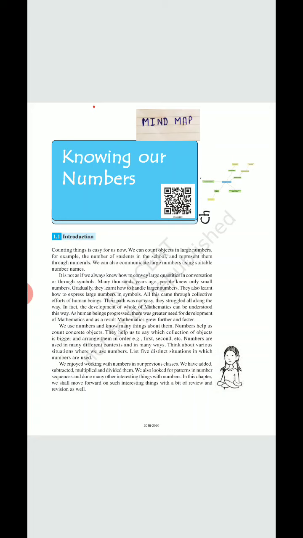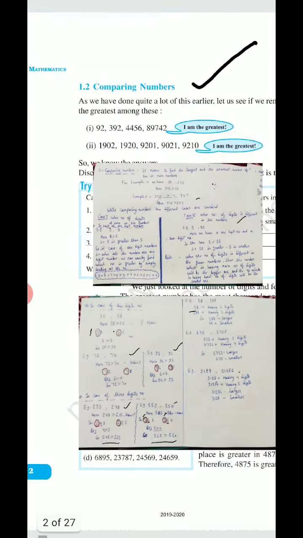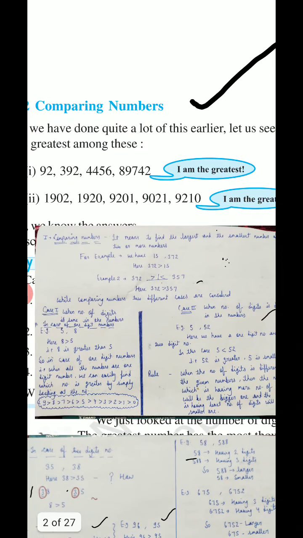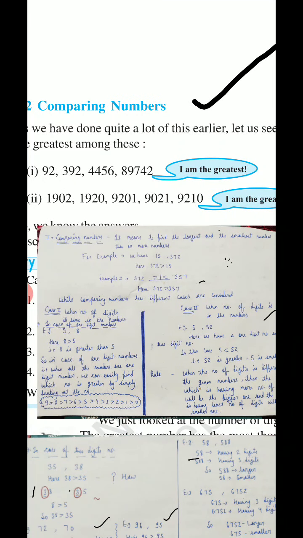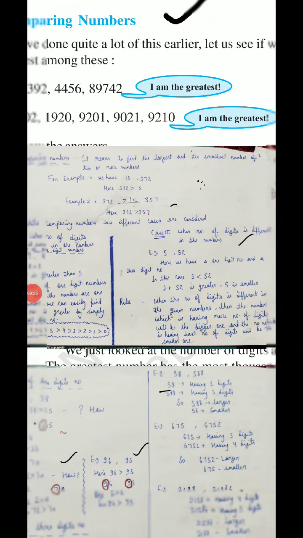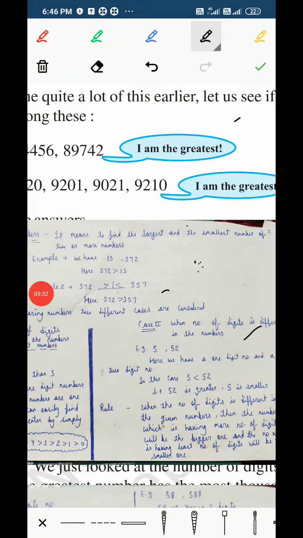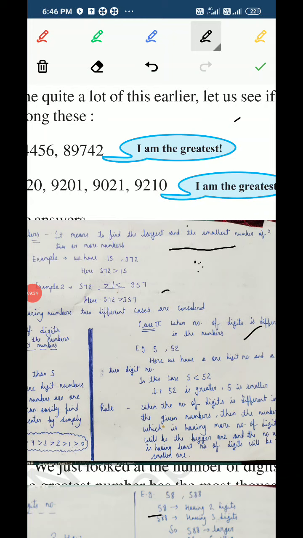So now we will come to our first subtopic, which is comparing numbers. So what does it mean to compare numbers? Comparing numbers means to find out the smallest and the largest number from two or more than two numbers. You can see I have written the definition for you here. Comparing numbers means to find the largest and the smallest number of two or more numbers.